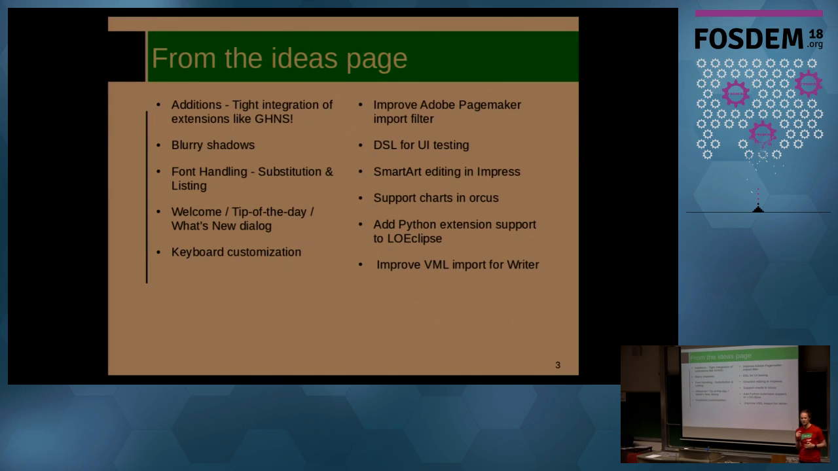Smart Art recently, in the last year, had the import finally done. So now it would be great if you could also edit that. And charts and Orcus. Orcus is a special Calc import filter. Python support for LibreOffice in Eclipse. And VML import for Writer. VML is part of the OOXML standard.